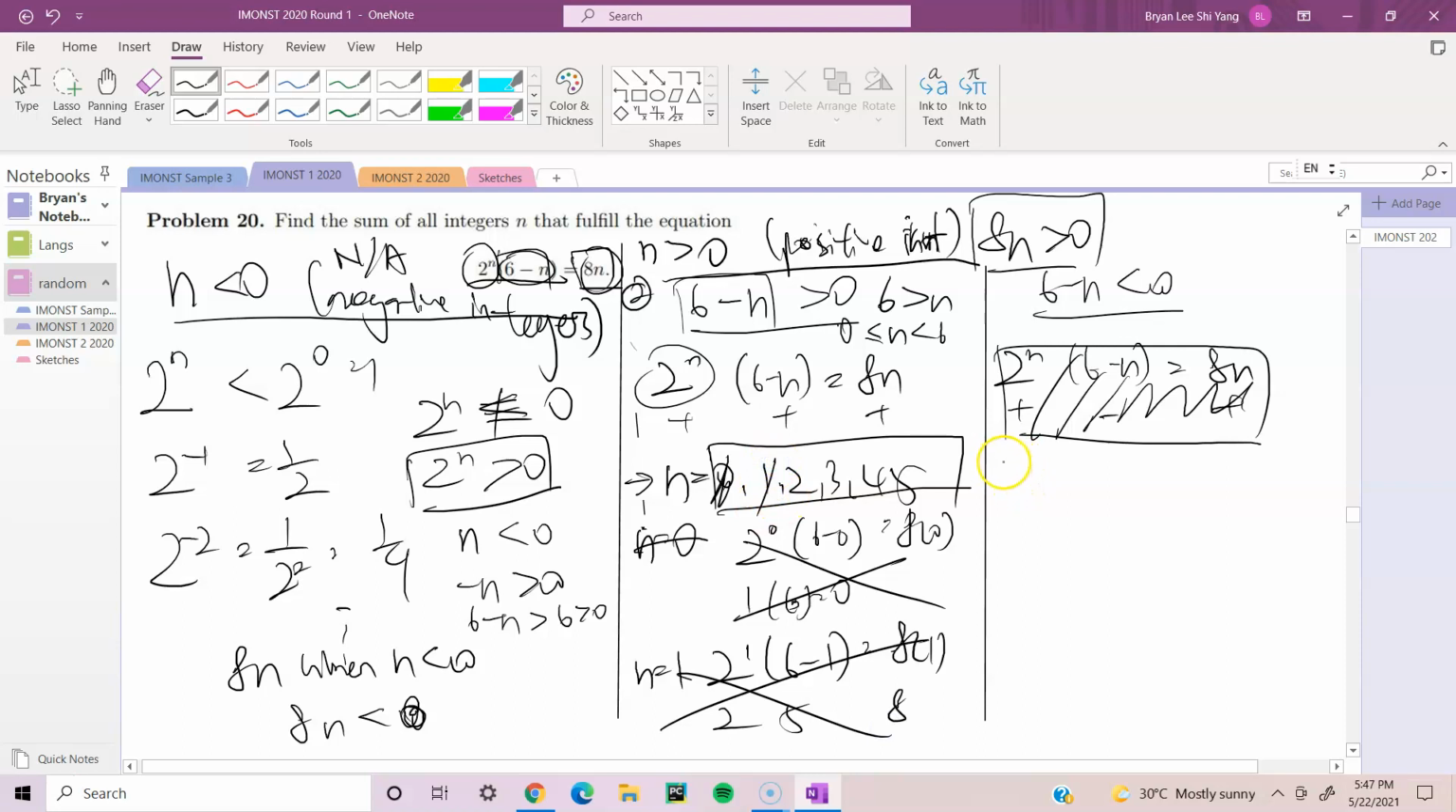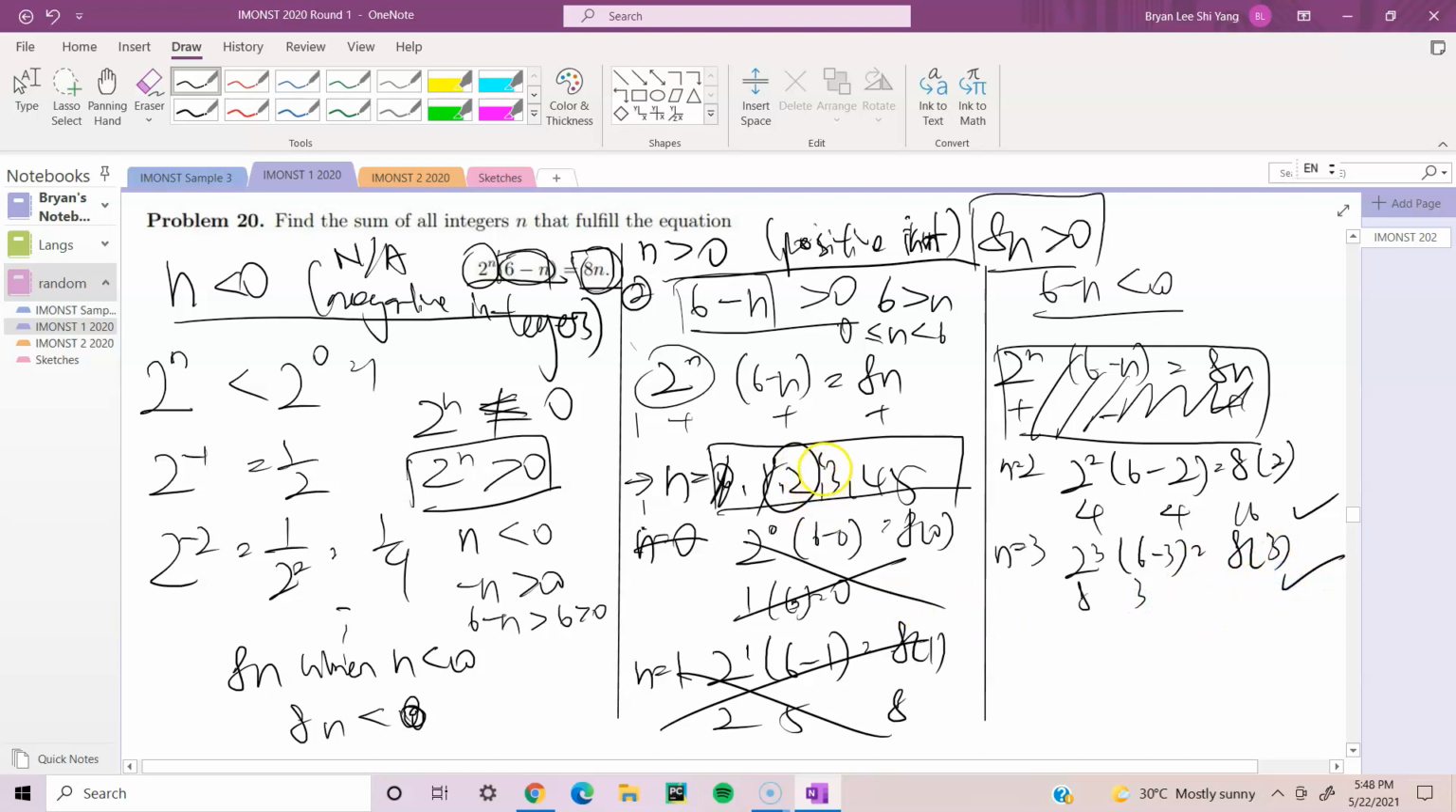Now, for n equals to 2, 2 to the power of 2 times 6 minus 2 equals to 8 times 2. So we would have 4 times 4 equals 16, which is correct. So this is one of the cases. Then n equals to 3, 2 to the power of 3 times 6 minus 3 equals to 8 times 3. We have 8 times 3 equals to 8 times 3, so this is correct. So 3 is also one of the cases. Then n equals to 4, we would have 2 to the power of 4 times 6 minus 4 equals to 8 times 4. So 16 times 2 is 32, correct. So 4 is also one of the cases.